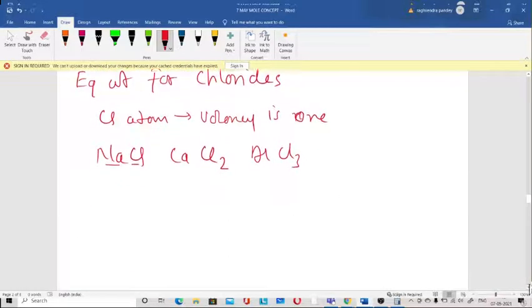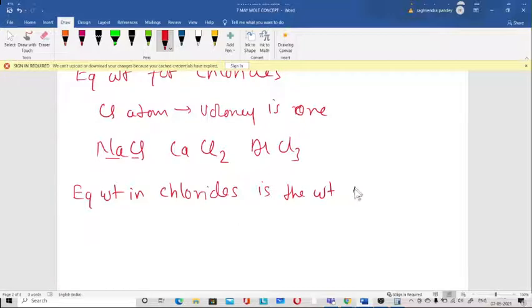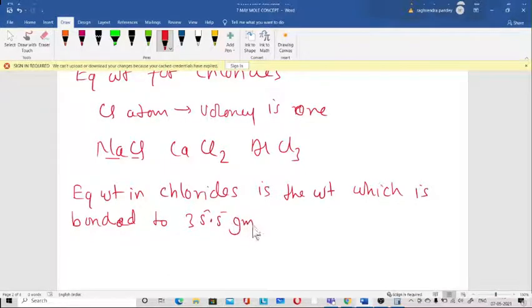So according to the definition, equivalent weight in chlorides is the weight which is bonded to 35.5 gram chlorine.